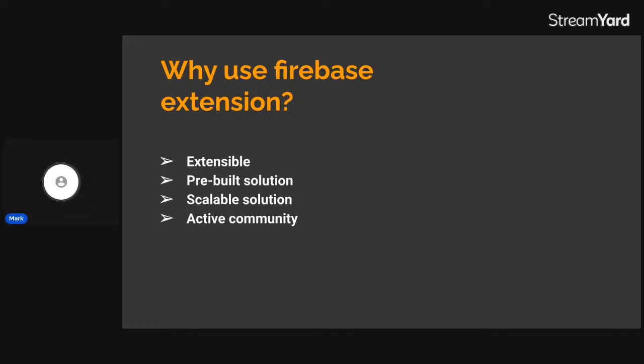The next thing is they are scalable. Scalable means that, because they are built on top of cloud functions, they automatically scale up and down based on your incoming requests. So they can handle various levels of traffic without manual intervention. You don't need to worry about scalability when you install a particular extension. And you can also set the minimum or maximum instances for that extension using the configurable parameters.